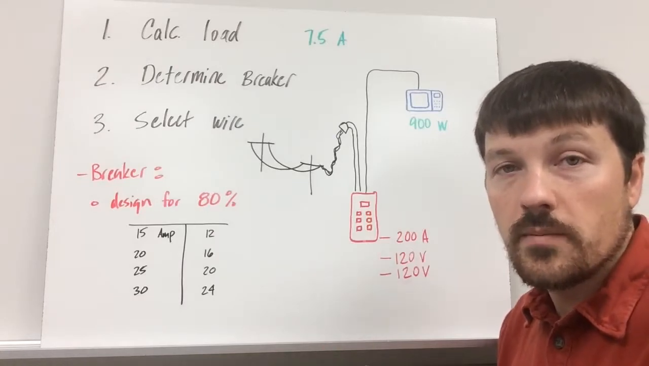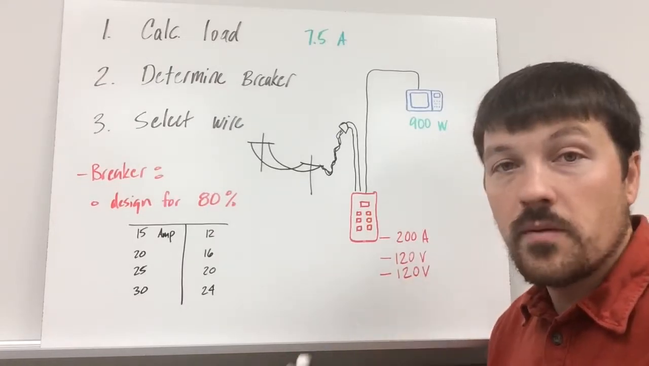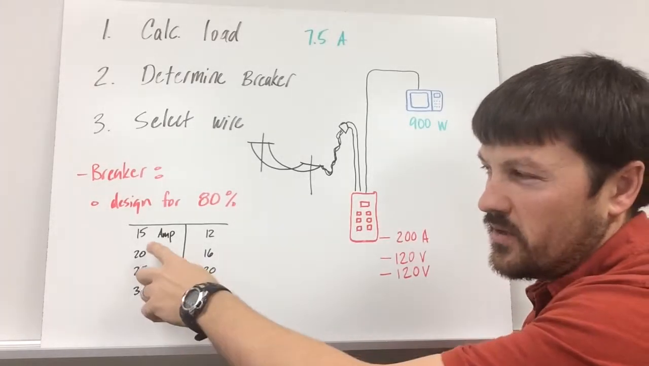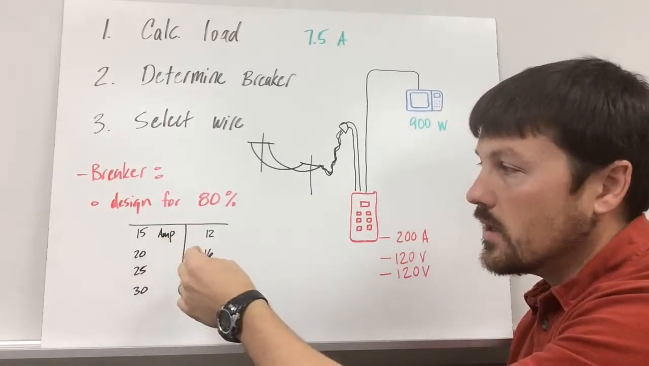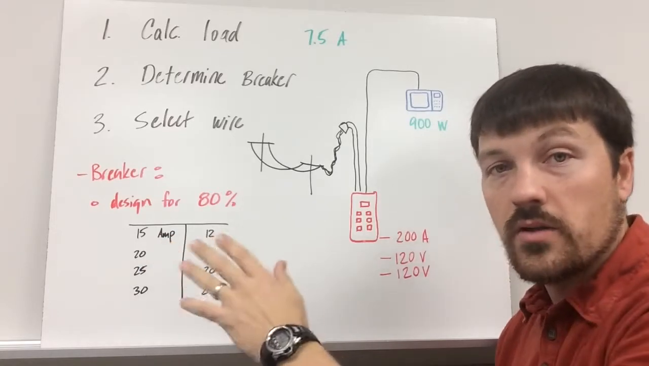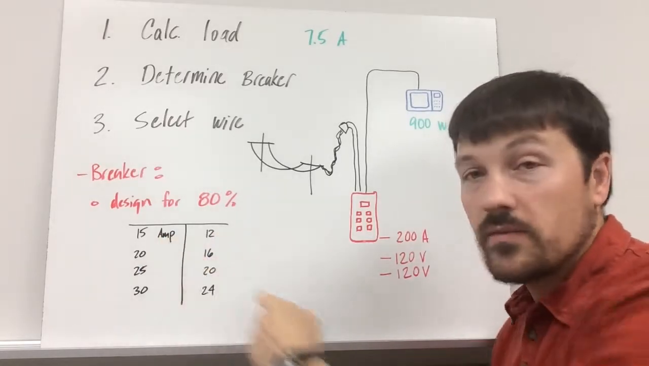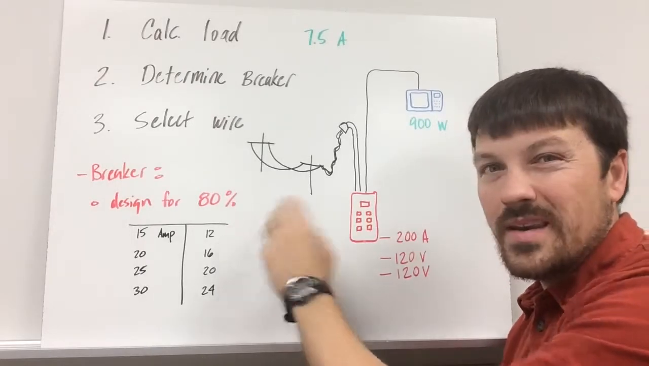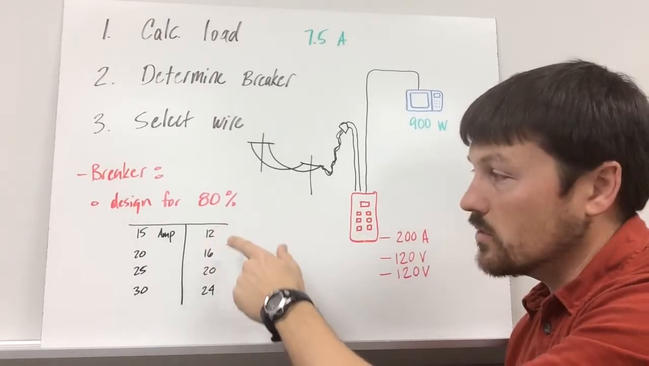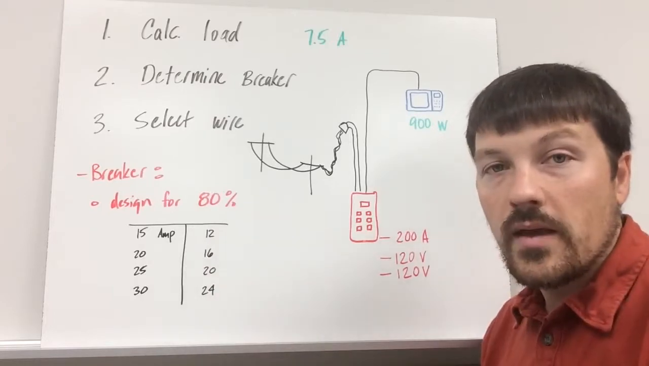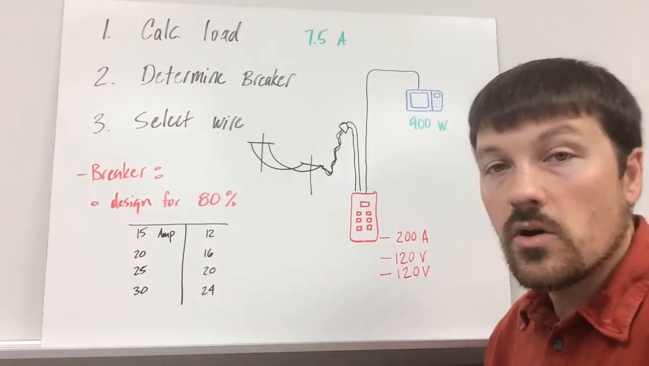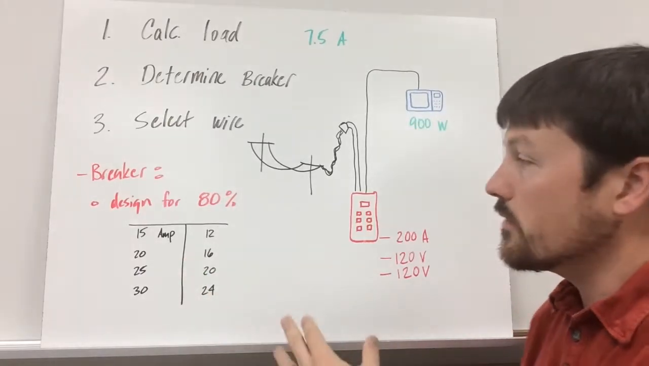The breaker should trip not when it's at full capacity, but before it hits full capacity. So a 15 amp breaker, if we take 80% of that, all you have to do is take 0.8 times 15, and that gives you 12. So you really only need to be designing that circuit to handle 12 amps. A 20 amp would take 16, and so on, and you can do all the calculations yourself.